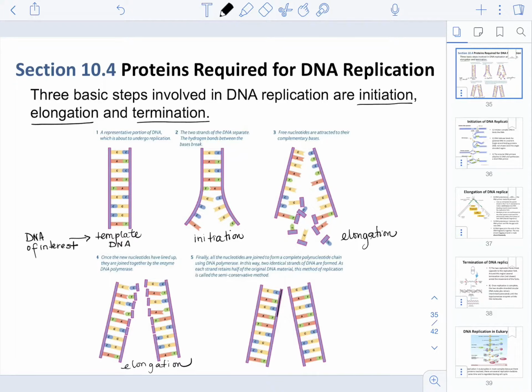The result is that now, if I make the backbone of the newly synthesized strands black, by the end of DNA replication, we're going to have two molecules of DNA, each composed of one parental strand or template strand, base pairing with one newly synthesized strand. Let's look at these events in detail.